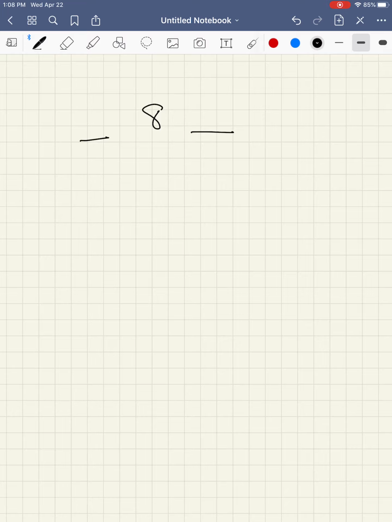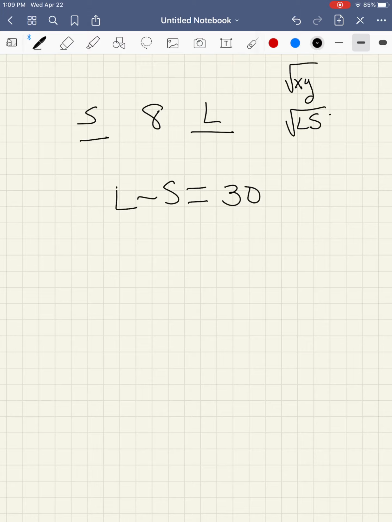All right, so one of these is going to be larger than the other one. It doesn't really matter. Obviously, if we're going in this direction, this would be larger, this would be smaller. So it says the difference is 30, and the geometric mean is 8. Well, we just found the formula for the geometric mean in the last problem. It was the square root of xy, wasn't it? So here it would be the square root of LS is equal to 8.